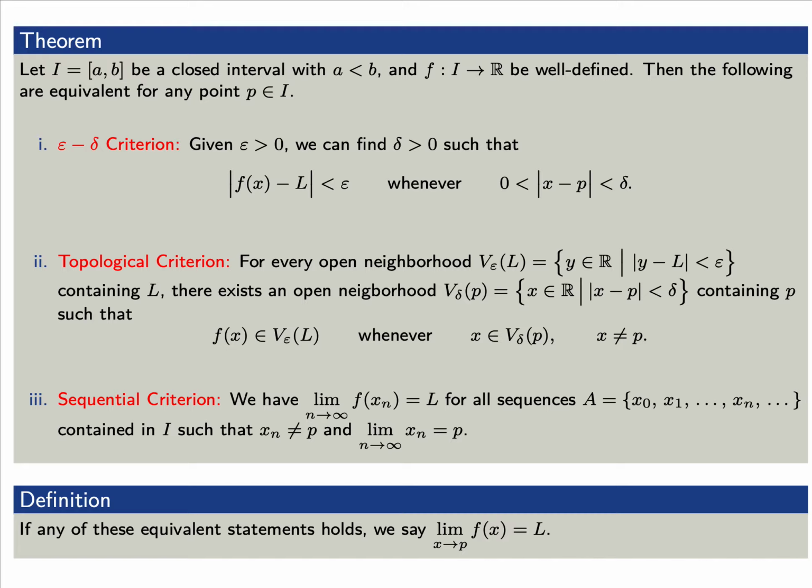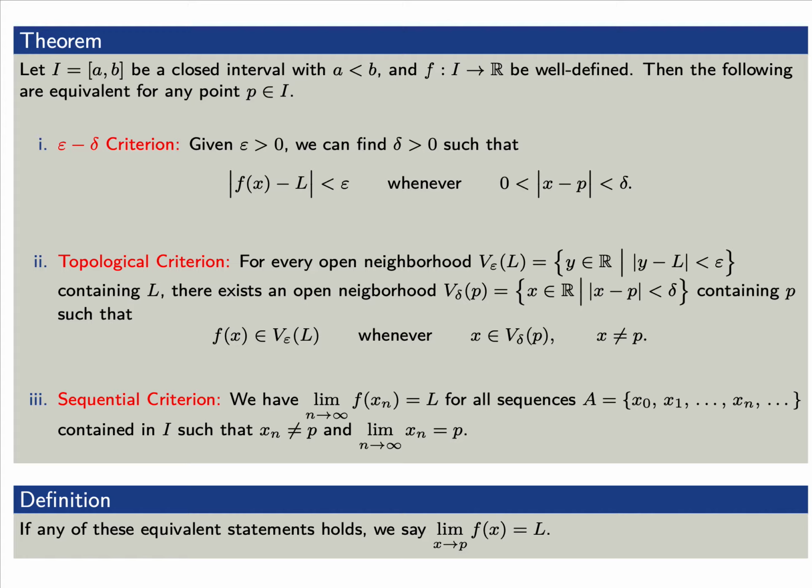Now, let's go over the definitions of functional limits. As before, let's say that I is a closed interval, and let's let lowercase f now be well defined, not necessarily continuous. The following three statements are equivalent for any point in our interval. First, there's the epsilon-delta criterion. Given a positive epsilon, we can find a positive delta such that in absolute value, f of x minus L is less than epsilon, whenever in absolute value x minus p is less than delta. However, we also need x minus p to not equal 0.